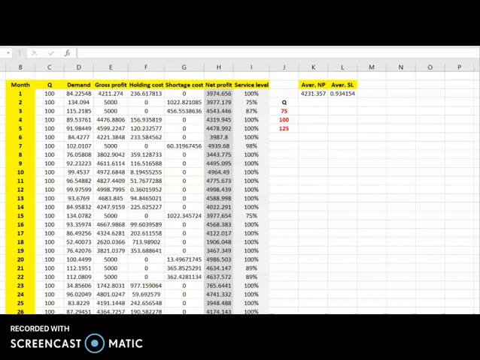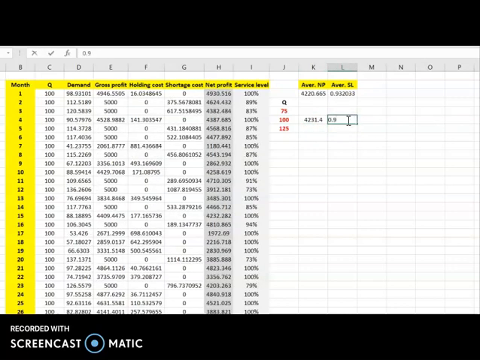This is the structure I'm considering for answering activity 2. You can use any structure you like. So you see here we have 3 different Qs: 75, 100, 125, and for each of them we are going to calculate the average net profit and average service level and see which one is the best. We already have the answer for when Q is 100, so I'm going to put 4231. I'm just rounding the number, not important. And the next one is 93%, I put it here.